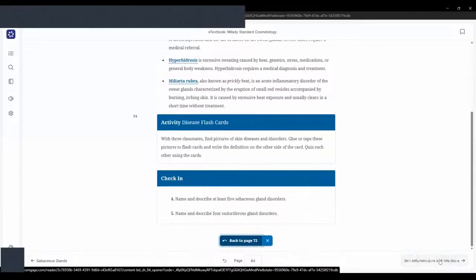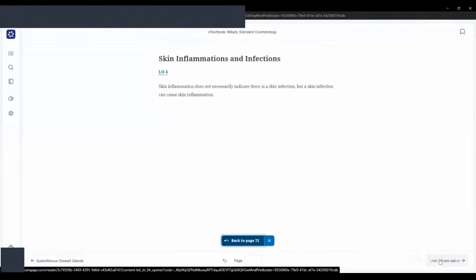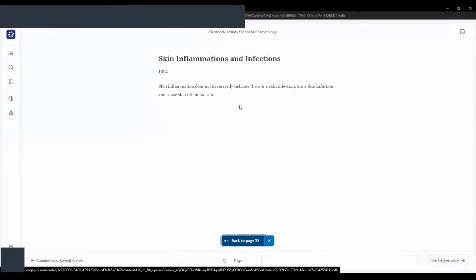Skin inflammation is one thing I need you to know. The key word is inflammation. And how does inflammation look? Most of the time, inflammation means something has a spark of pain and it's red. Some individuals say it feels like my face is burning. Your face is inflamed.